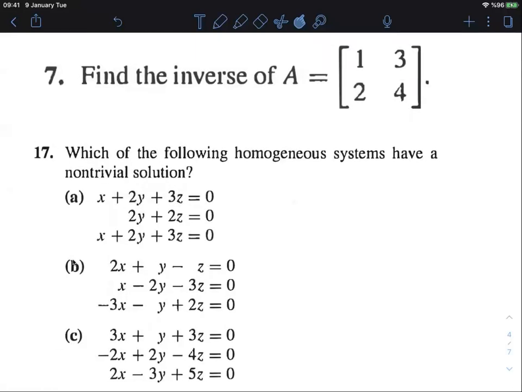Which of the following homogeneous systems have a non-trivial solution? Okay, so let's discuss this one. These are homogeneous systems, and we want to find when they have a non-trivial solution. What do you think about it? If the determinant is 0, then there is a non-trivial solution.